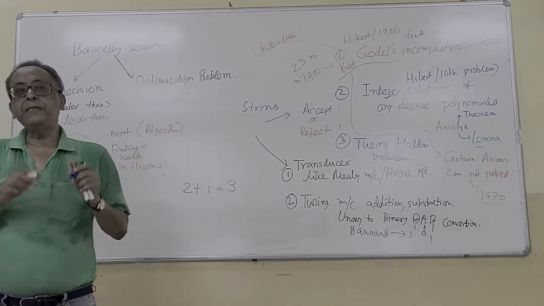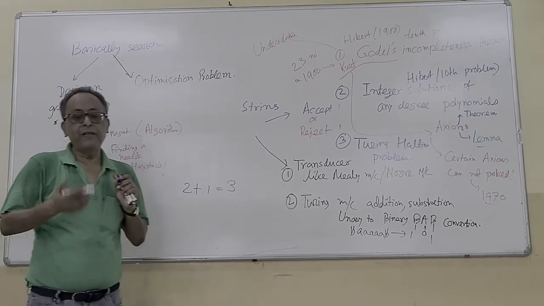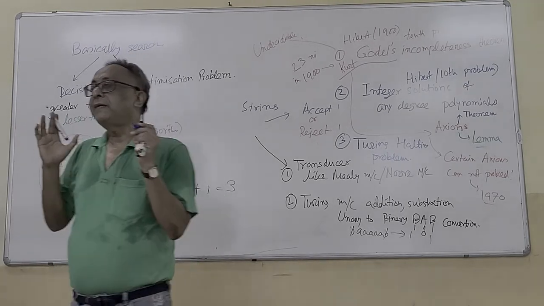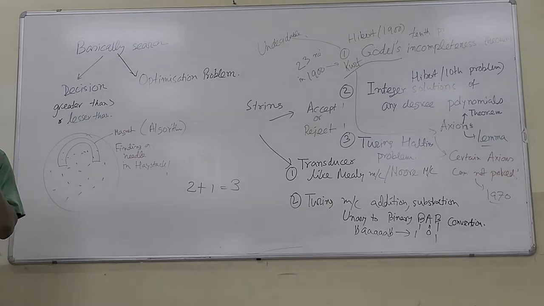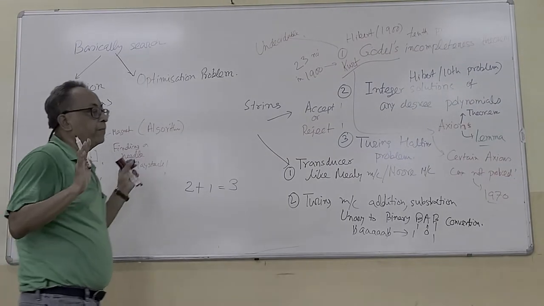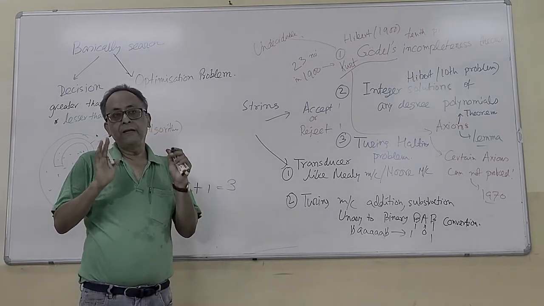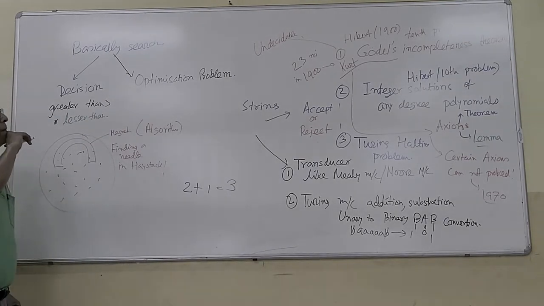Program will stop means the program stops, maybe accepting or rejecting. Otherwise it will be looping. That means that in any program testing, some percent can never be done. A program may always be looping, and that is the Turing halting problem. So these problems are undecidable problems.